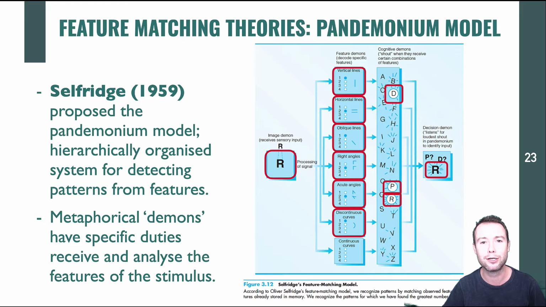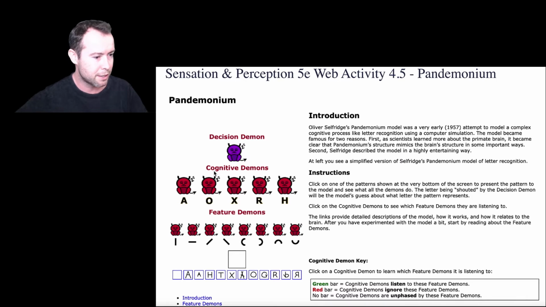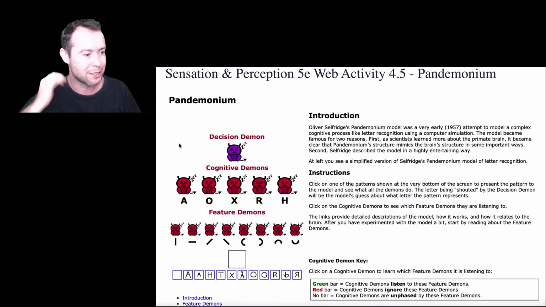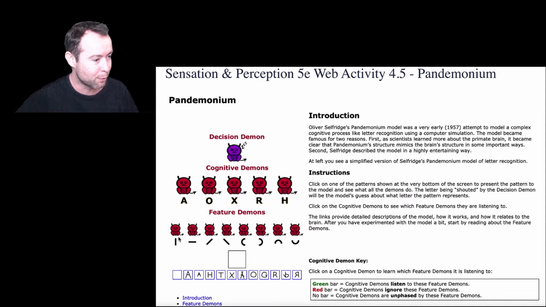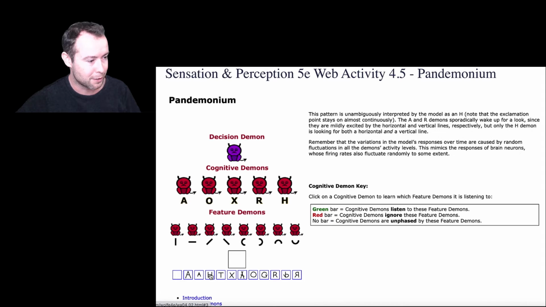So let's have a look at an applied example of this in an interactive. In this interactive, which I'll share the link to, you can have a play around and see how these feature, cognitive and decision demons feed signals up to each other based on different input. At the moment our feature demons down here are snoozing away. Everyone's snoozing; there's no input they're receiving right now. What we can do is give them some visual input. If we give them this image, we've got two vertical lines and a horizontal, which is pretty straightforward.